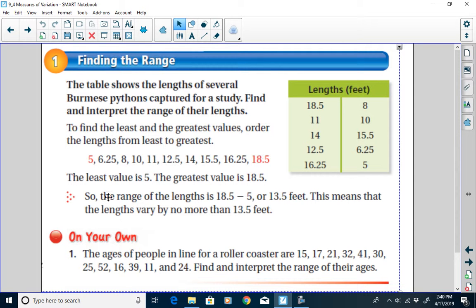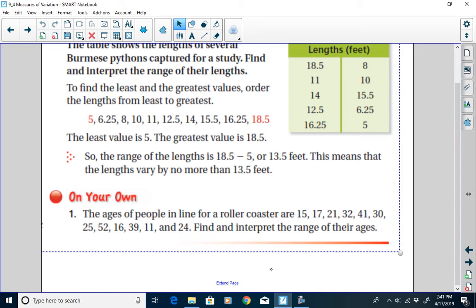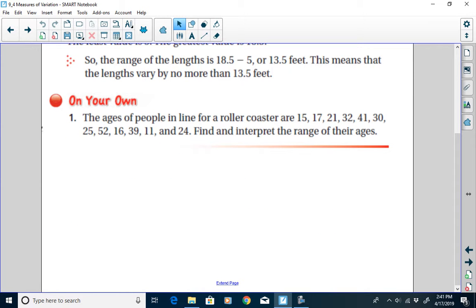The range is the difference between the least and the greatest value, so the range of the length is 18 and 5/10 minus 5, or 13.5 feet. This means that the lengths vary by no more than 13.5 feet. So let's try to do the same thing for this question down below.